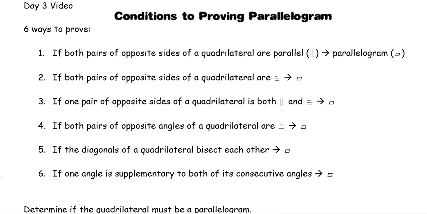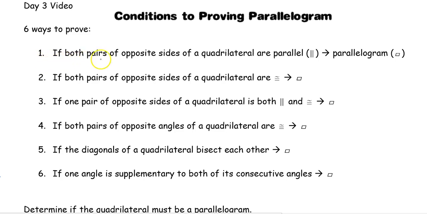Today's video is going to be a little bit different. Up until now, I've said, here's a parallelogram, and now apply the properties of a parallelogram. Today, instead of telling you this is a parallelogram, I'm going to ask you, is it a parallelogram? So you have to determine whether or not it's a parallelogram. There are 6 different ways that we can prove something to be a parallelogram.